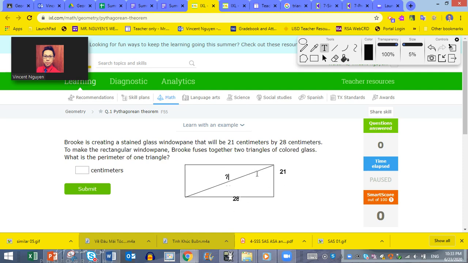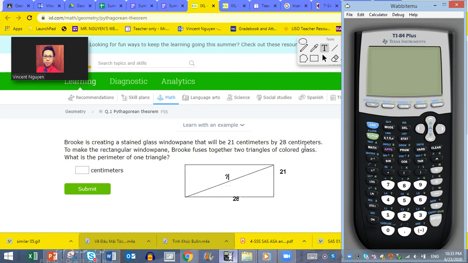Now, perimeter is adding all three sides up, right? Perimeter of one triangle. So I'm going to find the hypotenuse, essentially. You're going to do a squared plus b squared equals c squared, and then you take the square root of that. I'm going to show you a one-step way, so you get things right away. You're going to turn your calculator on. When you're using the Pythagorean theorem, in the end, you're always going to have to take the square root.